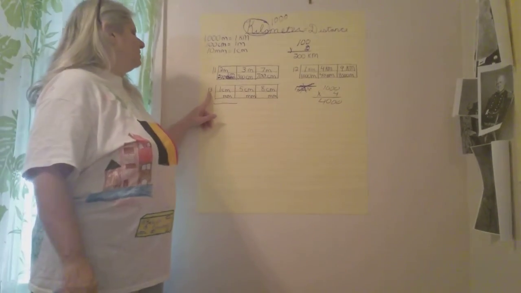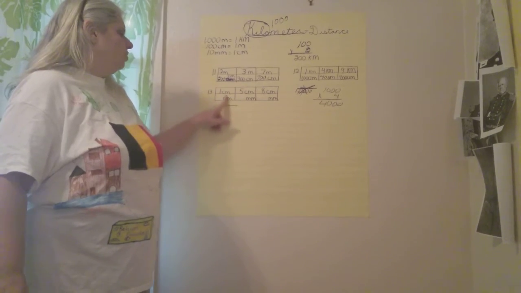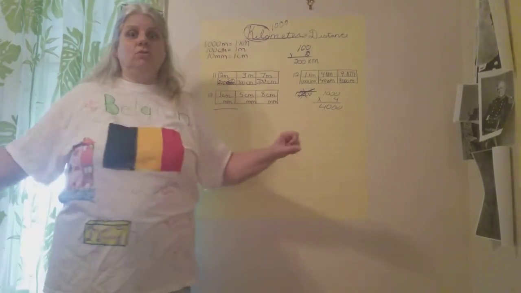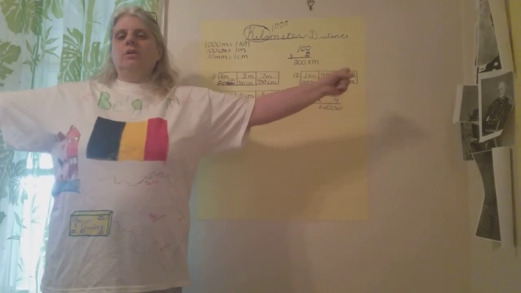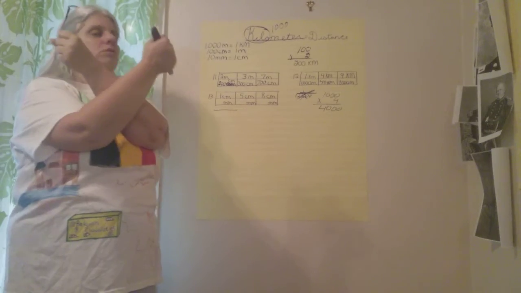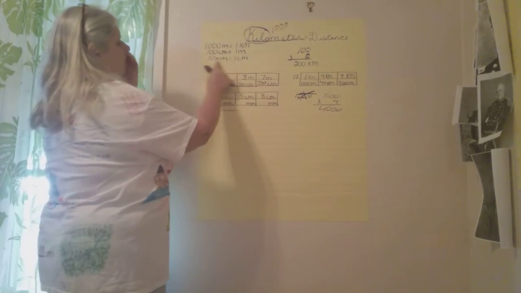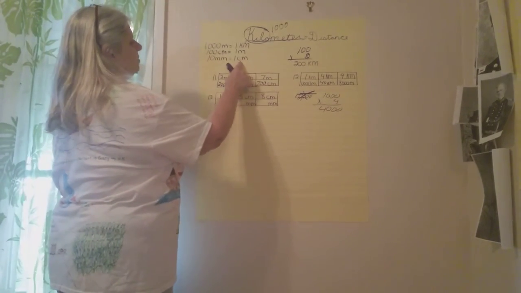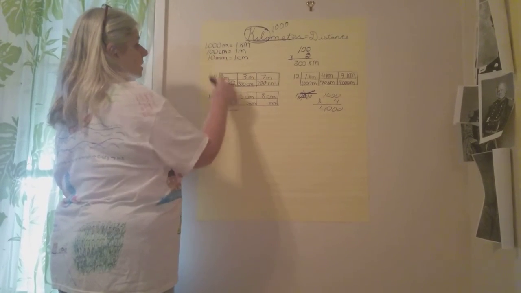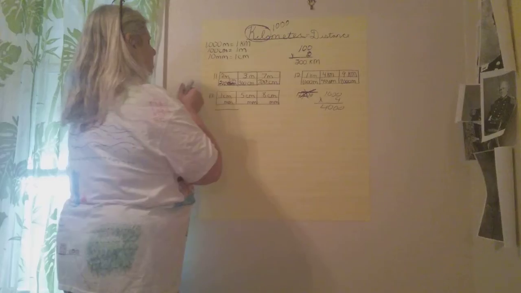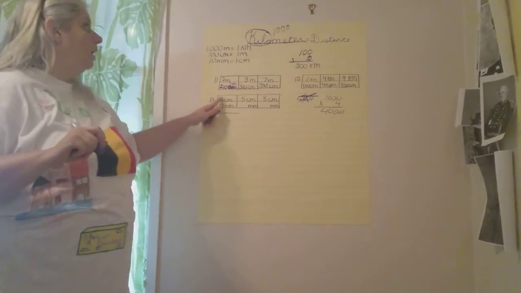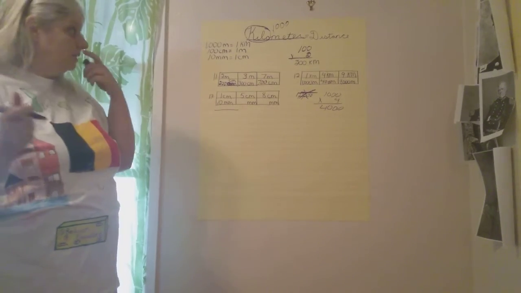All right, number 13. Again, we're converting. So we have centimeters and millimeters. Here we're given the centimeters, which are big, and we got to turn them into millimeters, which are smaller. So we're going to multiply. So what are we multiplying? Well, 1 centimeter is the same as 10 millimeters. Very good. So we're multiplying 1 times 10, which is 10.